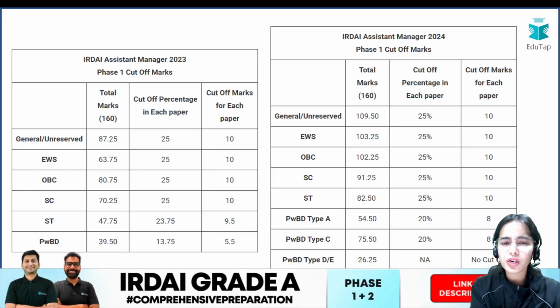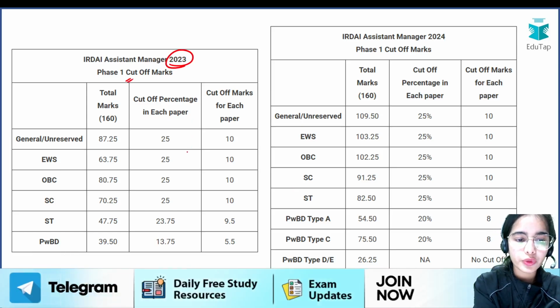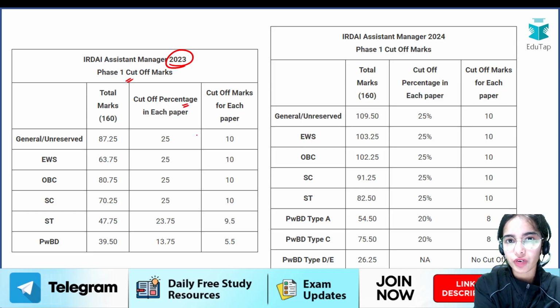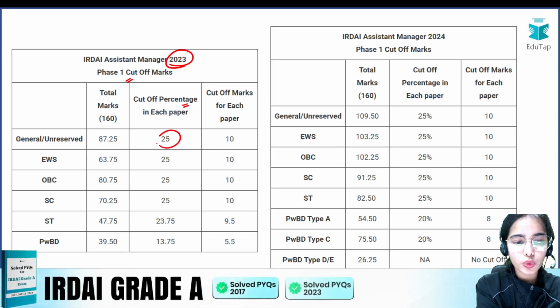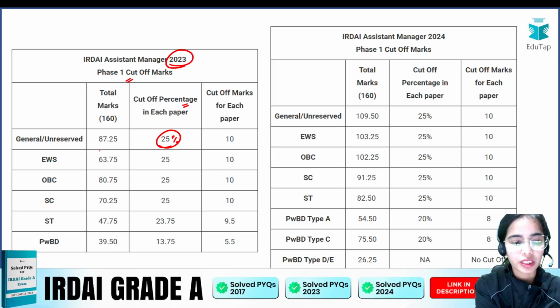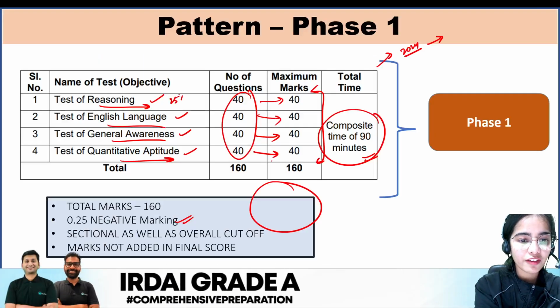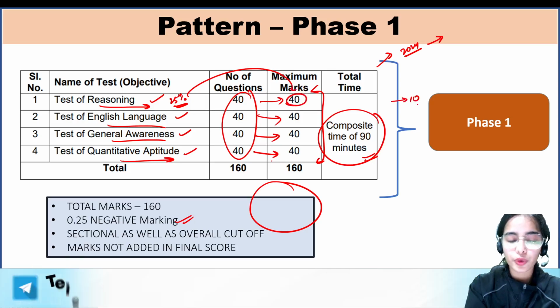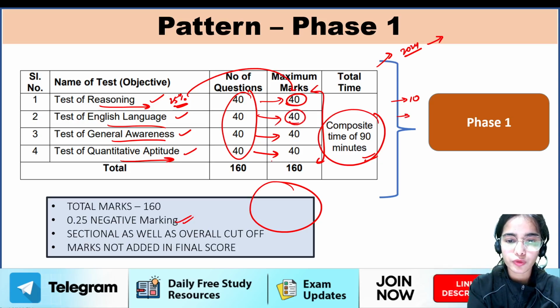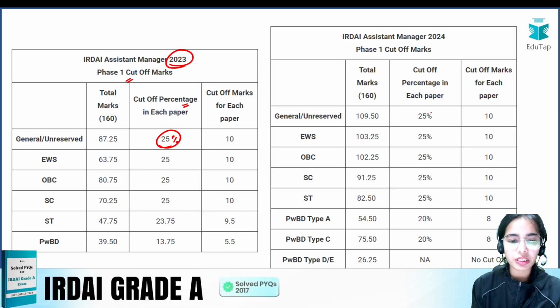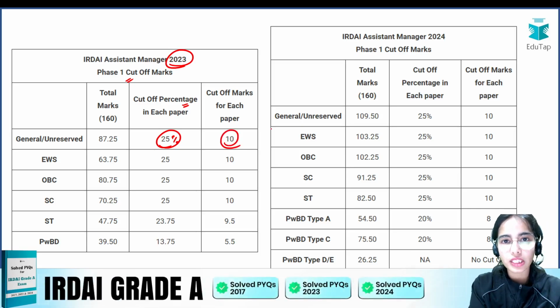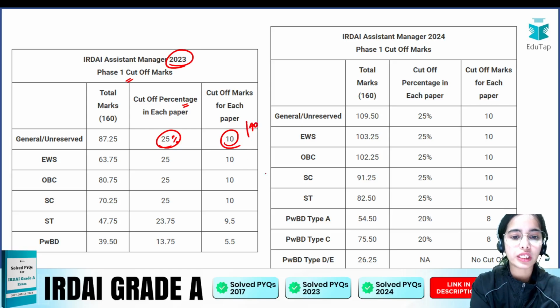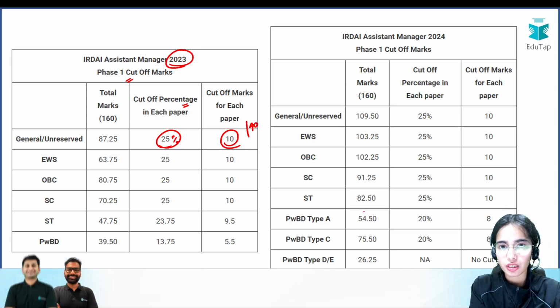Now, what is the idea of the cutoff for phase 1? If you see for 2023, the cutoff percentage was given for each paper. For the general category, it was 25% for each paper. This is the sectional cutoff. So 25% of 40 is 10 for reasoning, and 25% of 40 is 10 for English. That means the cutoff marks for each section were 10 out of 40.